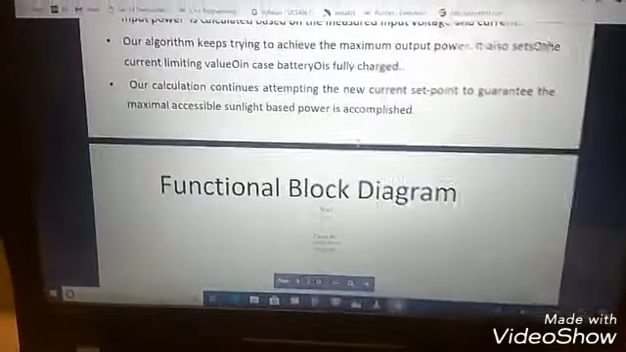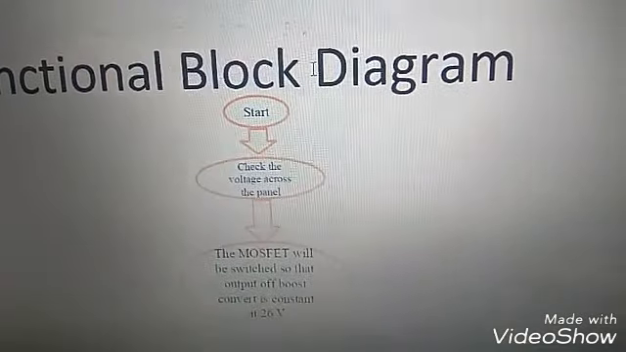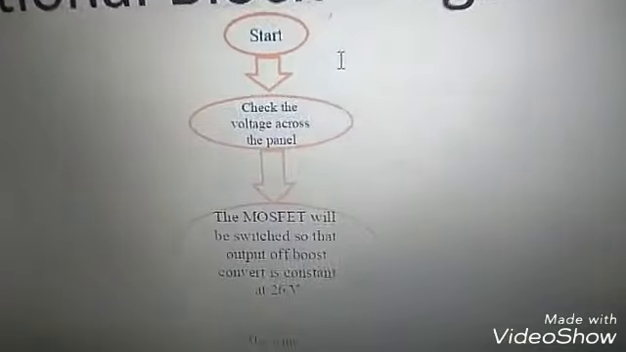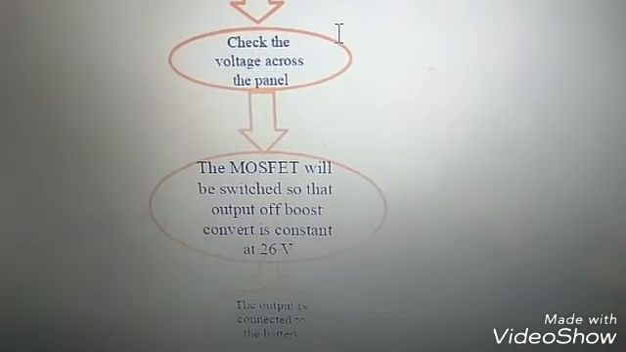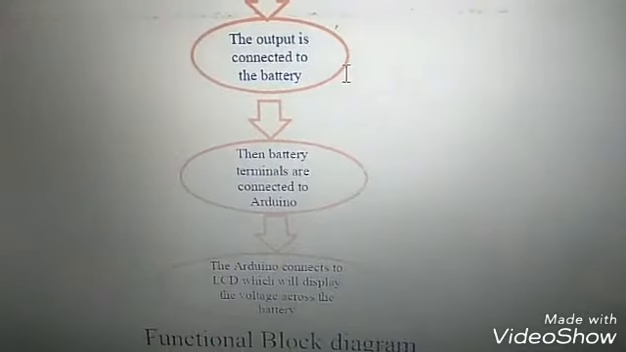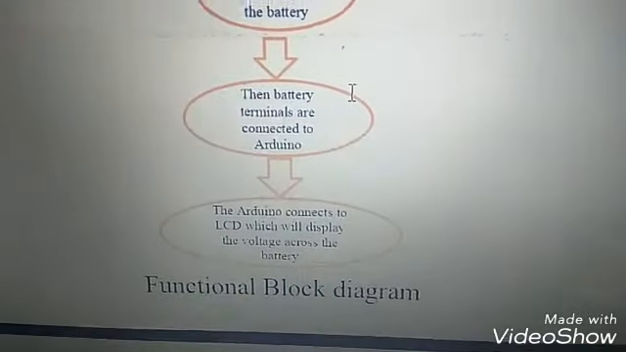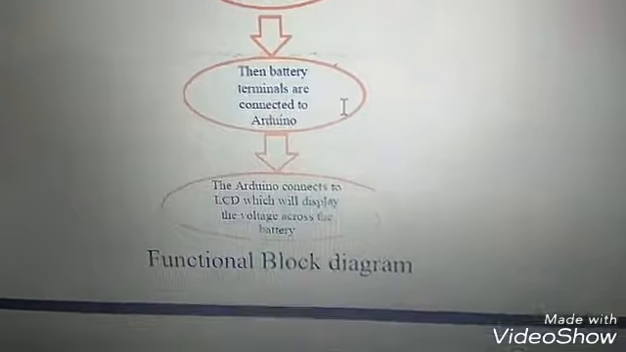This is our functional block diagram. We first start and then check the voltage across the panel, and then the MOSFET will be switched so that the output of the converter is constant at 26 volts. Next, the output is connected to the battery, and then the battery is connected to the Arduino. The Arduino is connected to the LCD, which will display the voltage across the battery.